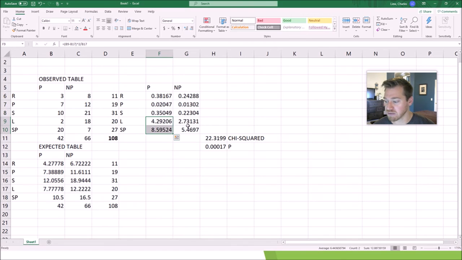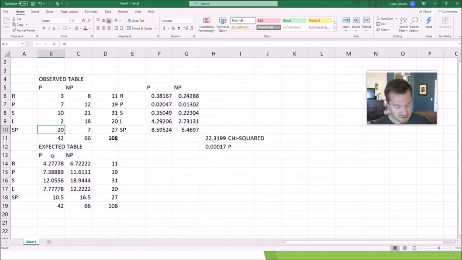So the bigger numbers in here are the ones that had more difference. So I see that these numbers are all very small. They're all sub 1. These numbers are very big. So what I can see here is that, and now I'm going to look, okay, this number is big. So I want to look in the table, and I want to compare the observed to the expected.